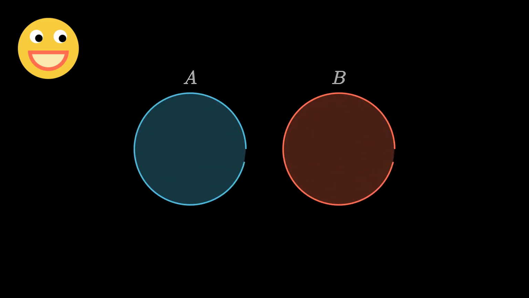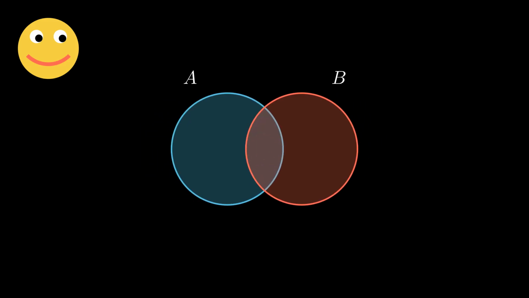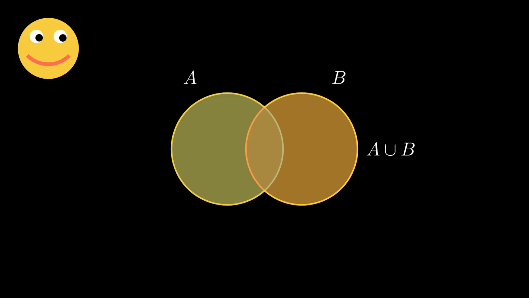Initially, let's have 2 sets, which we call set A and set B. Both sets contain elements. The common elements which belong to both sets can be classified into the intersection of the 2 sets, which we call the intersection of set A and set B. In mathematics, the intersection is typically represented by an upside-down U symbol. Union is another important set operation in mathematics.